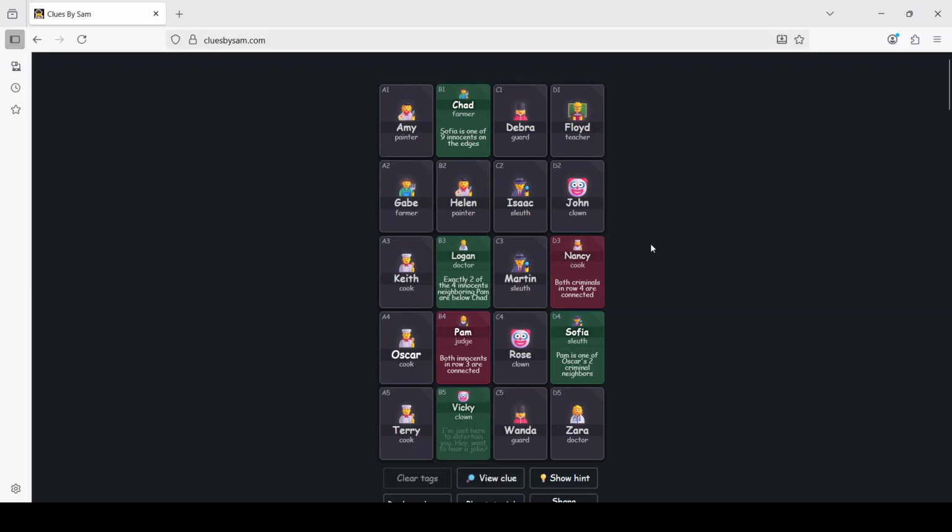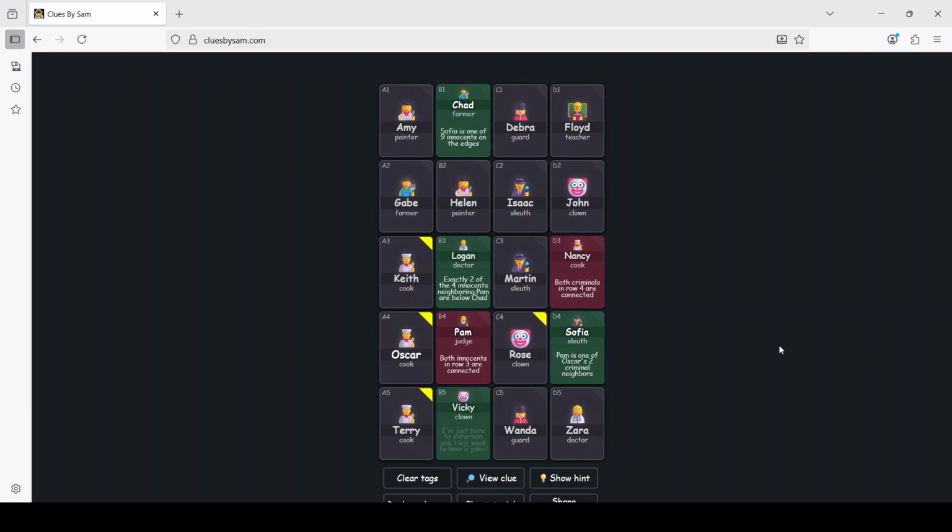Right, back to Nancy's clue. Both criminals in row 4 are connected. Well, we know that Pam in B4 is a criminal, so either Oscar in A4 is a criminal or Rose in C4 is a criminal. Based on Sophia's clue, we know also that either Keith in A3 or Terry in A5 is a criminal.